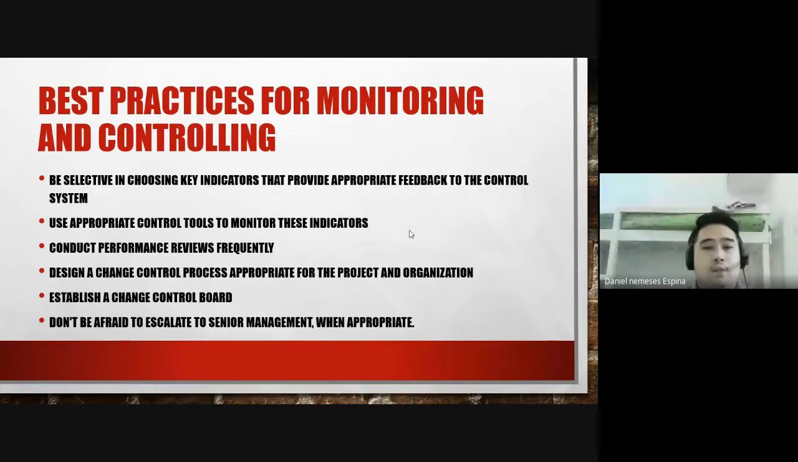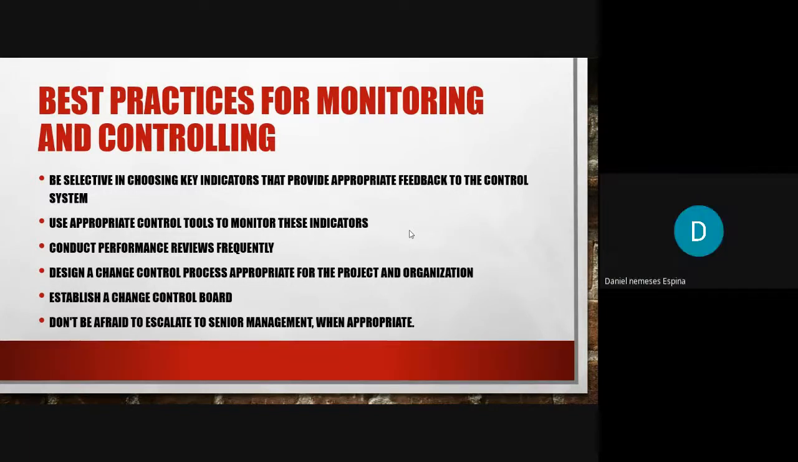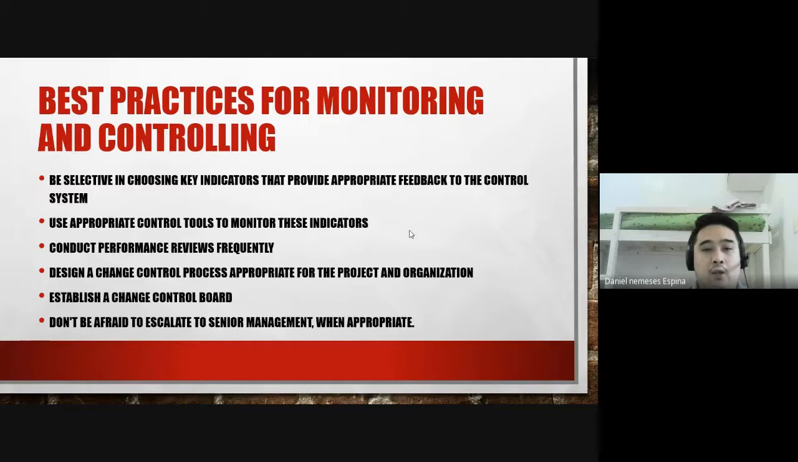So what are the best practices for monitoring and controlling? These are the tips. Be selective in choosing the key indicators that provide appropriate feedback to the control system. Okay. So choosing the indicators that will help you determine if we are doing according to plan or if there are problems we need to address now, so that it does not escalate.